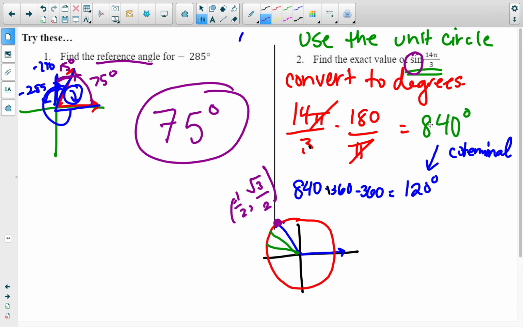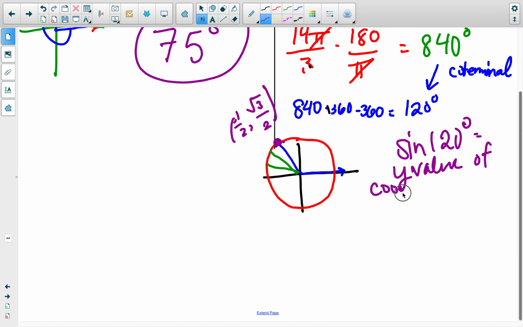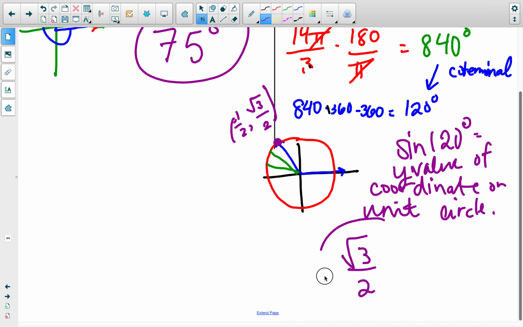And we want to know sine of that angle, okay? So sine means we want the y value, all right? So sine of 120 degrees equals the y value of the coordinate on the unit circle, which is equal to the square root of 3 over 2. Okay, say that you don't know how to do that. Say that you don't know how to do what we just did and use the unit circle.